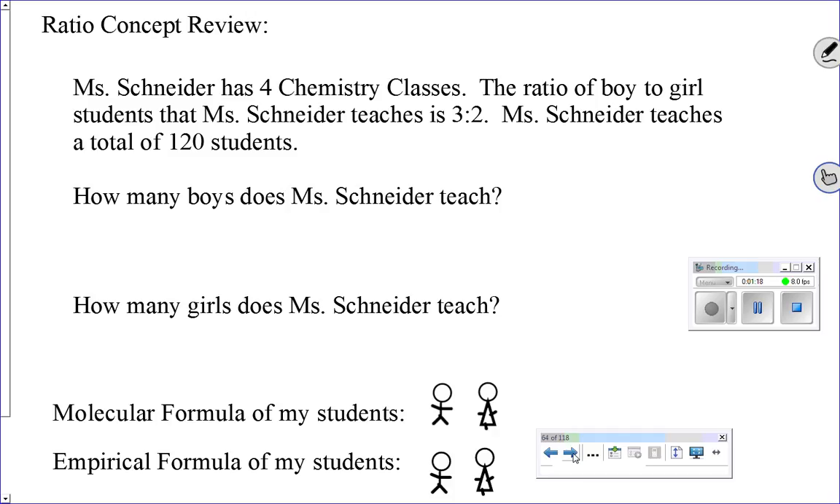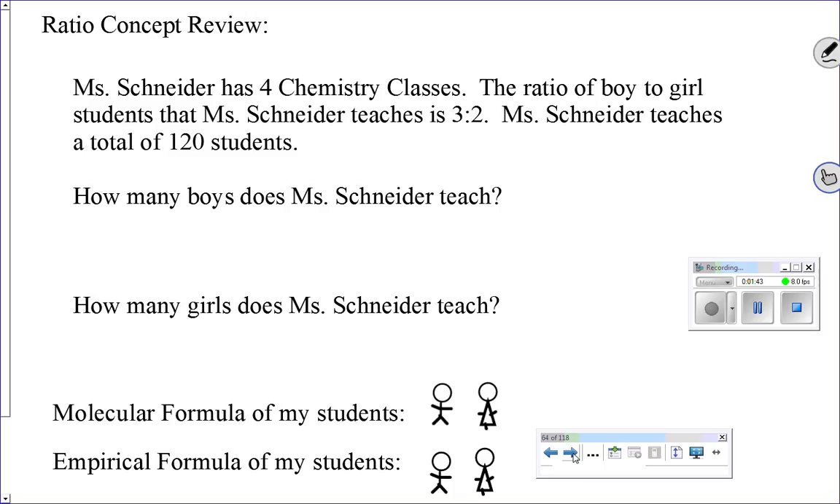I set up a little bit of an analogous problem for you to look at, and it's kind of embarrassing, it still has my maiden name in it. If I had 4 chemistry classes and an overall ratio of boys to girls of 3 to 2, and I taught 120 students total, could we figure out how many boys and how many girls I teach?